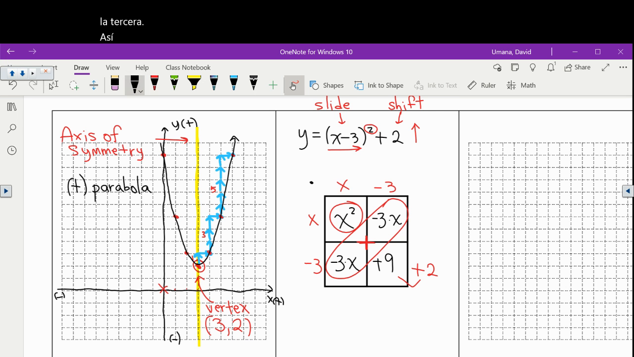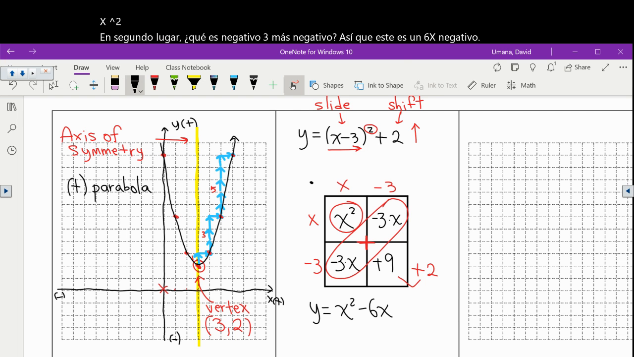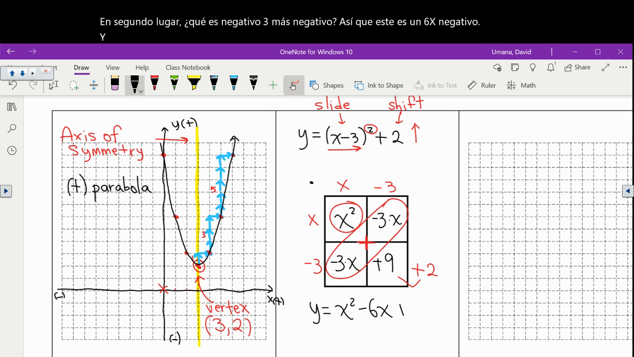So in the end, I end up with y equals first, x squared. Second, what is negative 3 plus negative 3? So this is a negative 6x. And then 9 plus 2 together makes a positive 11.